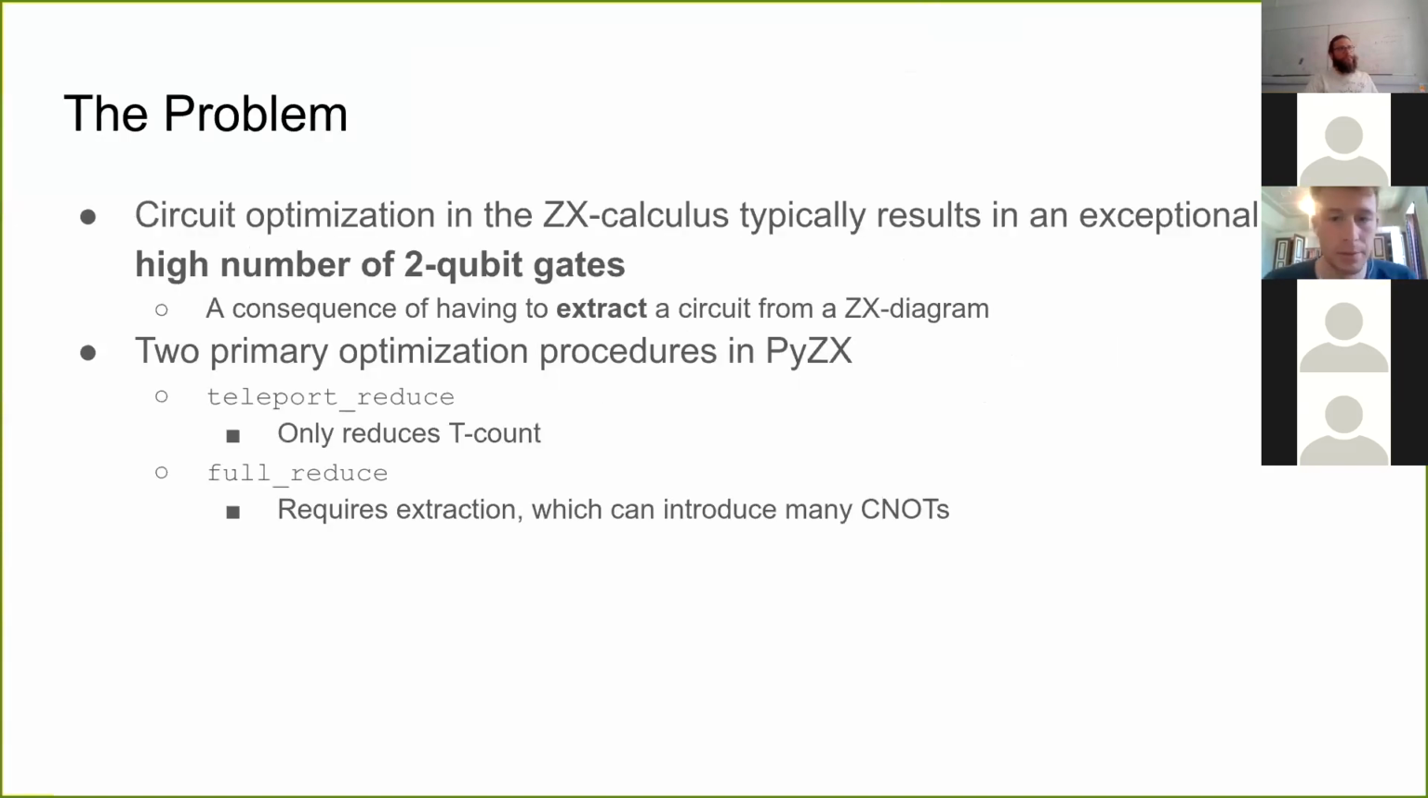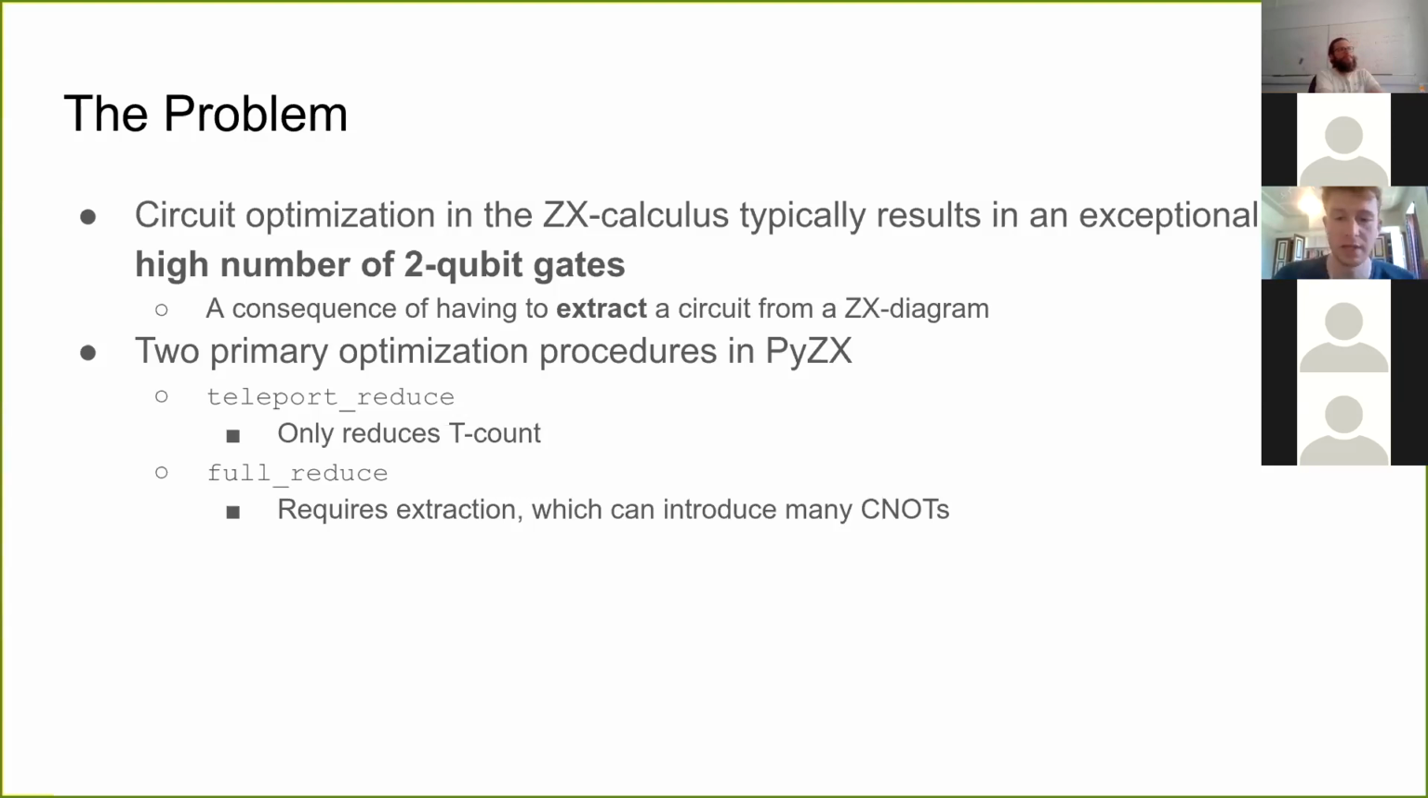Okay, so the main problem is that circuit optimization in the ZX calculus typically results in a high number of two qubit gates compared to other off-the-shelf circuit optimization techniques. And typically this is a consequence of having to extract a circuit from a ZX diagram. So you can simplify a ZX diagram to fixed point, but when you have to extract a circuit, the process typically results in a lot of CNOT gates.